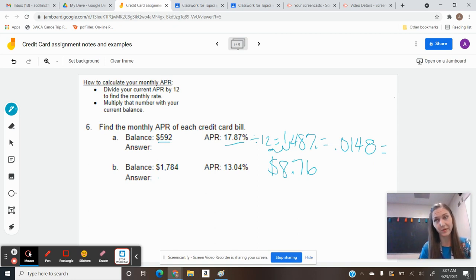Okay, so that's how much extra I'm being charged. In order to figure out how much total I'm paying on my balance, I've got to add my original balance. And when I do that, I get $600.76.